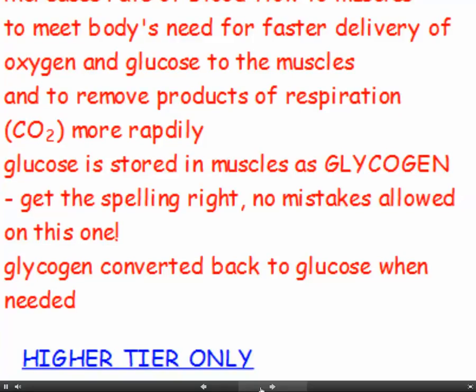Now glucose can be stored in the muscles, not as glucose, but as a long-chain carbohydrate called glycogen. Now this is one of those words where you have to get the spelling right. You're not allowed to make any mistakes on this one, because people will tend to hybridize glycogen and glucose and make glucogen or glycose. The examiner won't allow you to get away with that, so you have to get the spelling right on this one. Glycogen can then be converted back to glucose when it's needed, when the body is exercising.